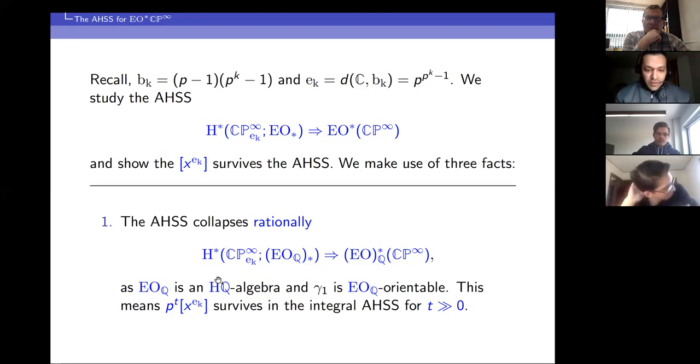The fact that the rational Atiyah-Hirzebruch spectral sequence collapses allows us to say that some large power of P to the T of P multiplied by the Thom class is going to survive in the integral.